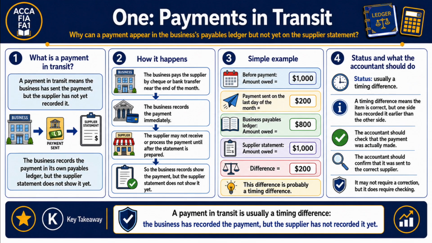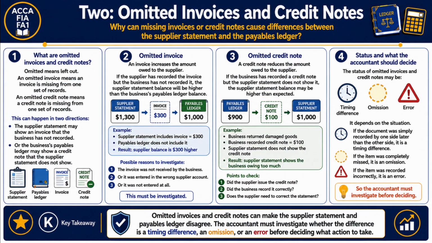Status of payments in transit. The status of this item is usually timing difference. A timing difference means the item is correct, but one side has recorded it earlier than the other side. The accountant should still check it, but it may not require a correction. The accountant should confirm that the payment was actually made and that it was sent to the correct supplier.